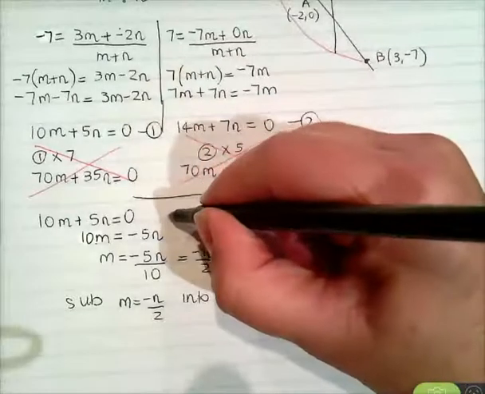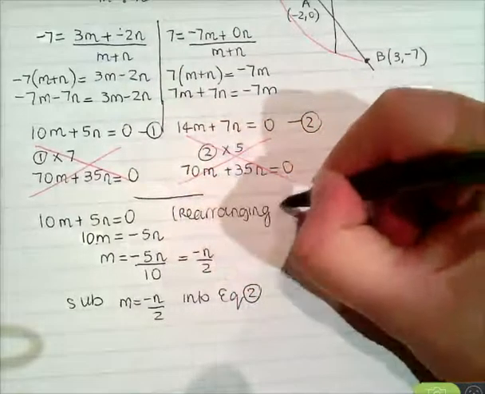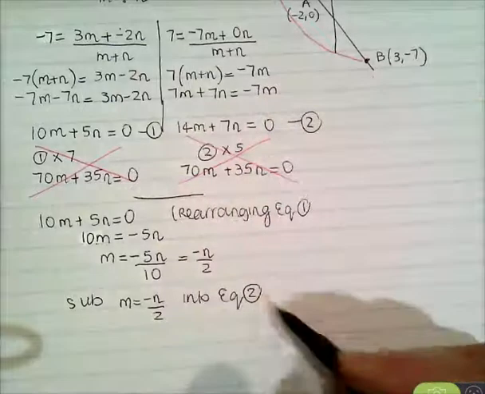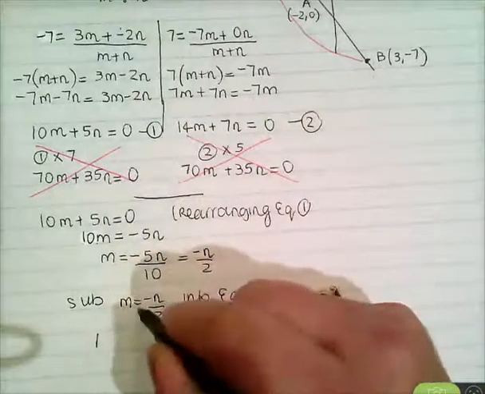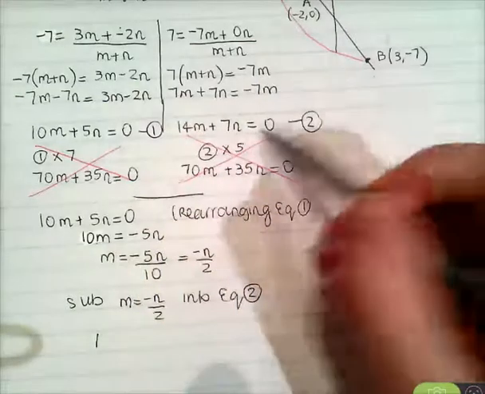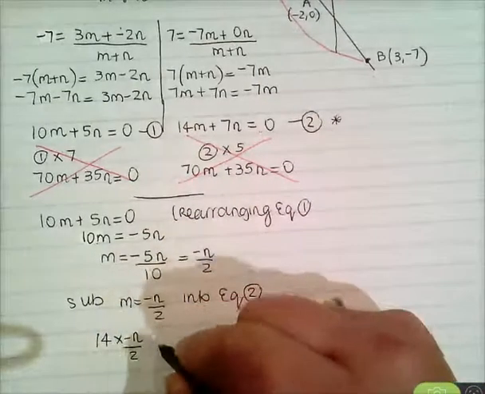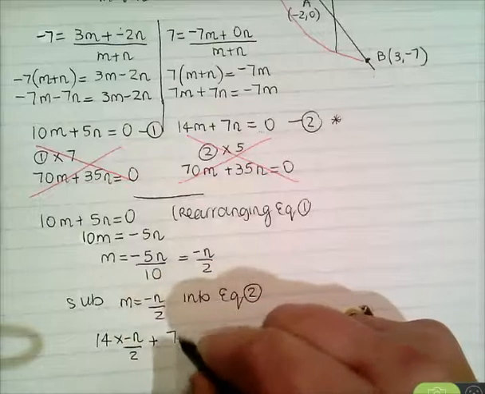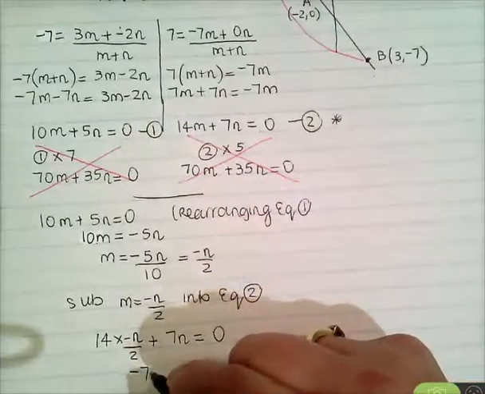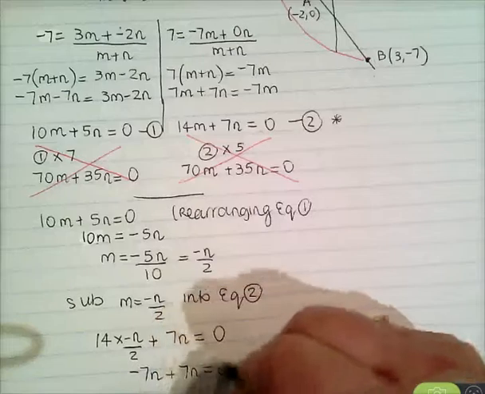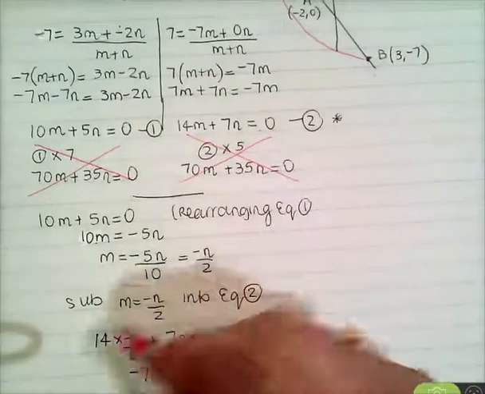So what I did was I rearranged equation 1, and then substituted it into equation 2. Now this should work. So now I'm going to substitute m equals negative n on 2 into equation 2 up here. So I've got 14 times negative n on 2, I don't think this is going to work either, plus 7n equals 0. And so I get negative 7n plus 7n is 0, which we know already, so that's not working either. So this is not a good idea either.